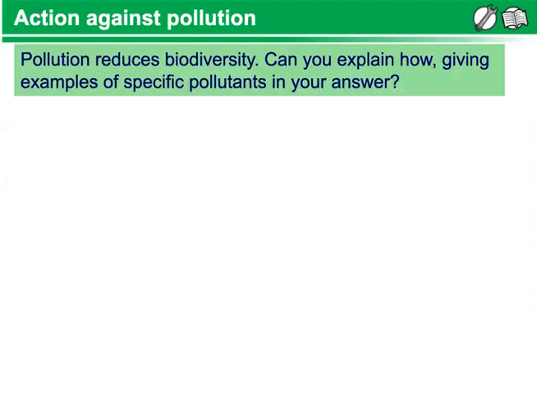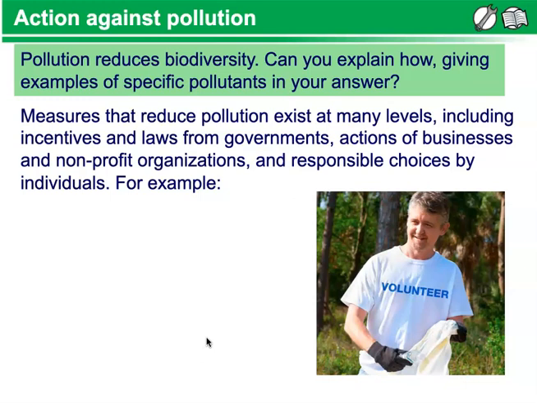So what action is taken against pollution? Pollution reduces biodiversity. And so I think it's important for us to consider action against it. Measures that reduce pollution exist at many levels, including incentives and laws from governments, actions of businesses and nonprofit organizations, and responsible choices by individuals.